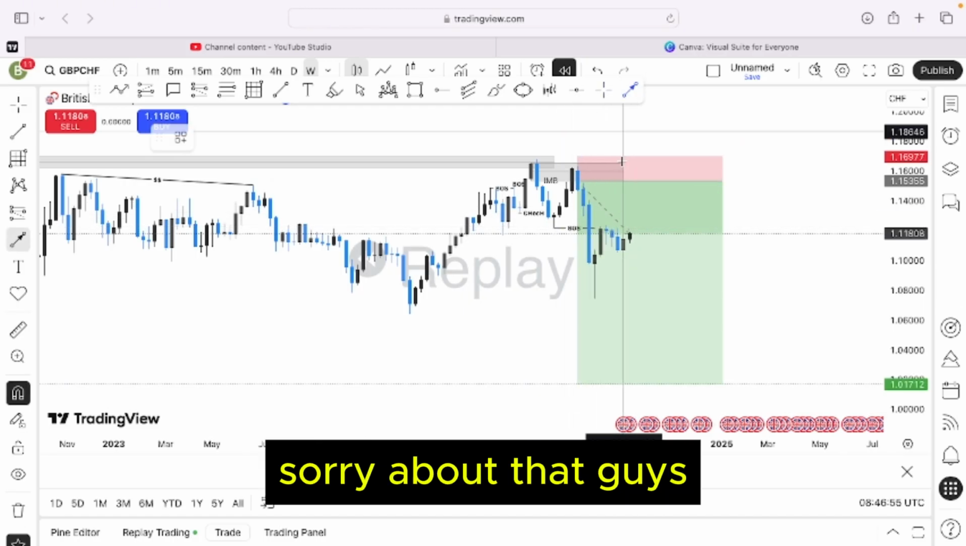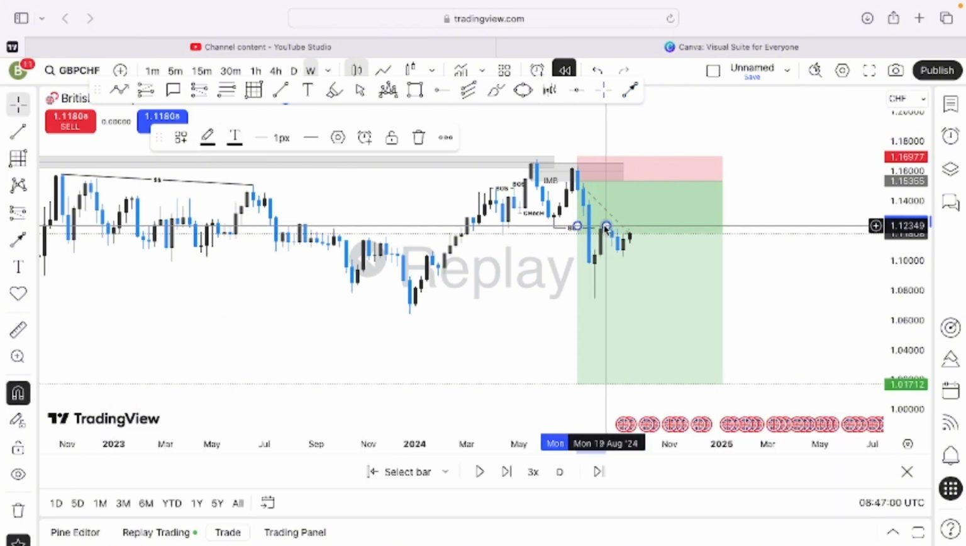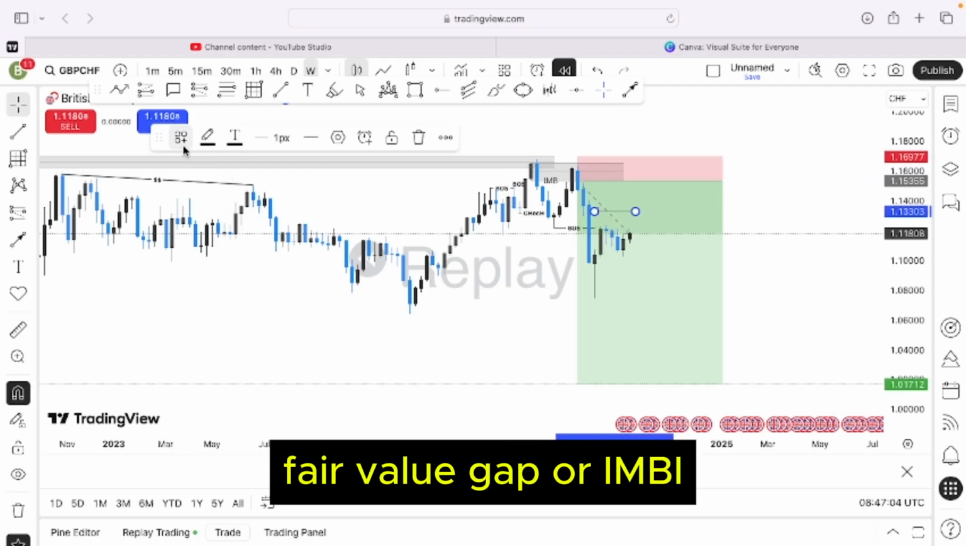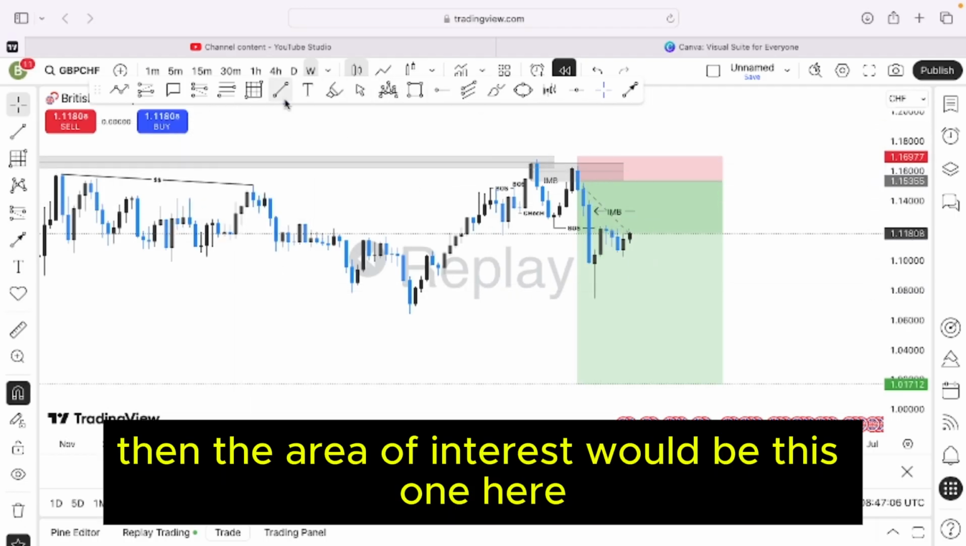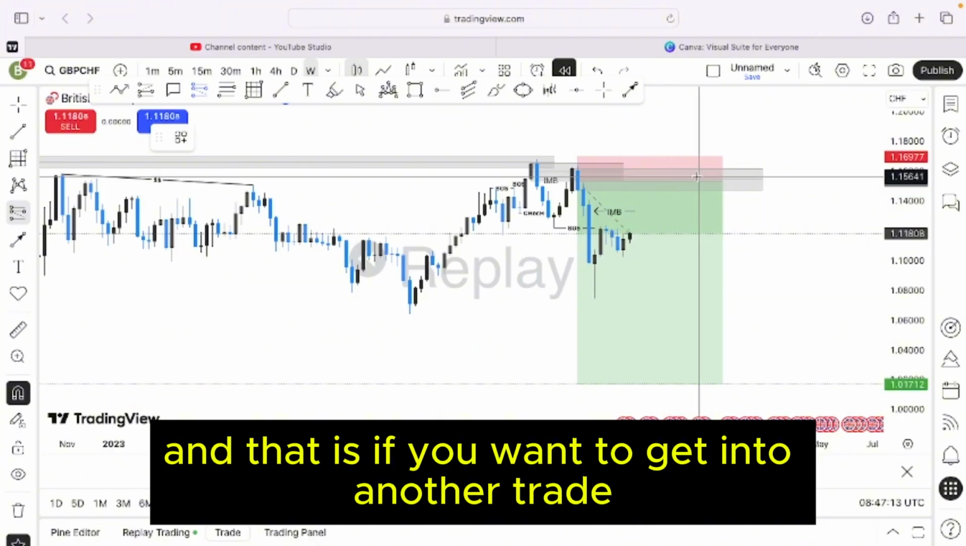Sorry about that, guys. So the fair value gap came about around this point here, fair value gap, or IMB, then the area of interest should be this one here, and that is if you want to get into another trade. You can just do that.